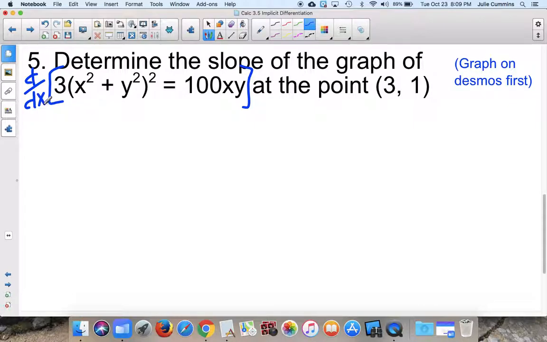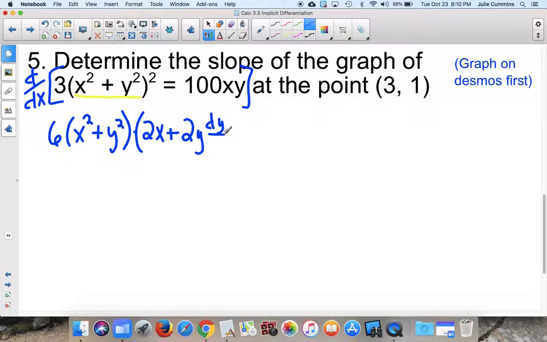Okay, let's start on the left-hand side. The left-hand side is absolutely a chain rule. So we're going to bring the 2 down, so 3 times 2 is 6. Then we have x squared plus y squared. We lower the exponent, so to the first power. Then we need to multiply by the derivative of what's inside. So the derivative of x squared is 2x, plus the derivative of y squared, which is 2y dy/dx. That's the derivative of the left-hand side.